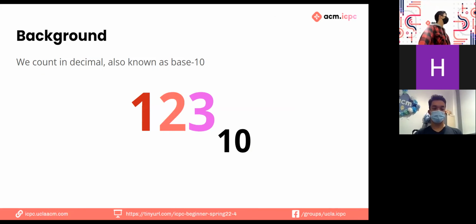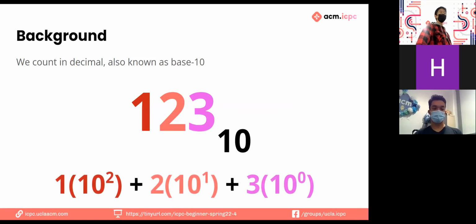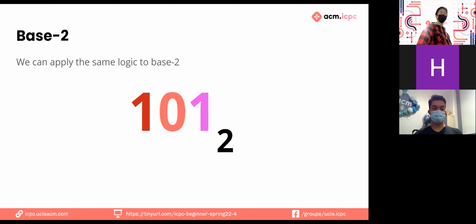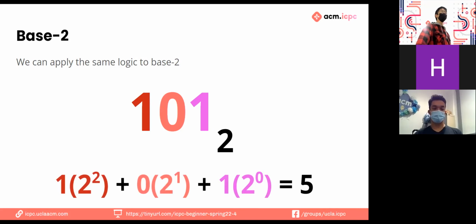Since you guys both know binary pretty well at this point, I'm just gonna fly through these slides real quick so that you can get to the practice problems and the interesting part. First, you know that when you write 123 in decimal, it means you have 1 hundred, 2 tens, and 3 ones. So if you write it out, it's 1 times 10 squared plus 2 times 10 plus 3 times 10 to the power 0. We can apply the same logic to base 2. In this case, 101 is 1 times 2 squared plus 0 times 2 plus 1 times 2 to the power 0, and that gives us 5.